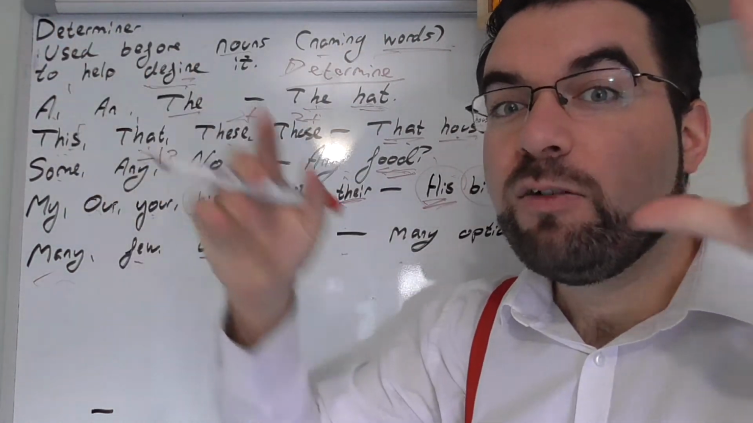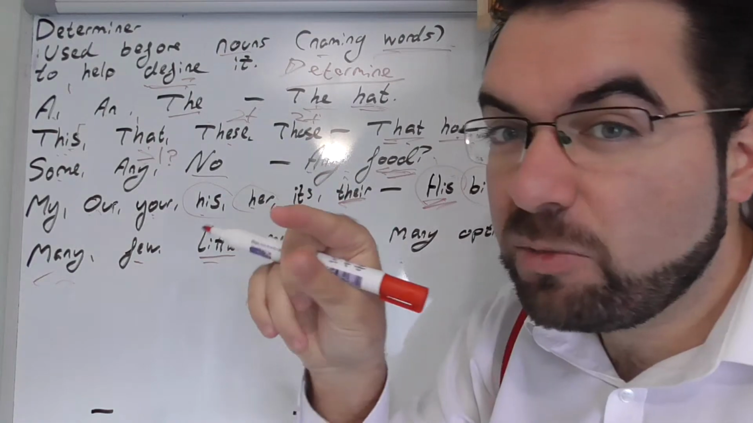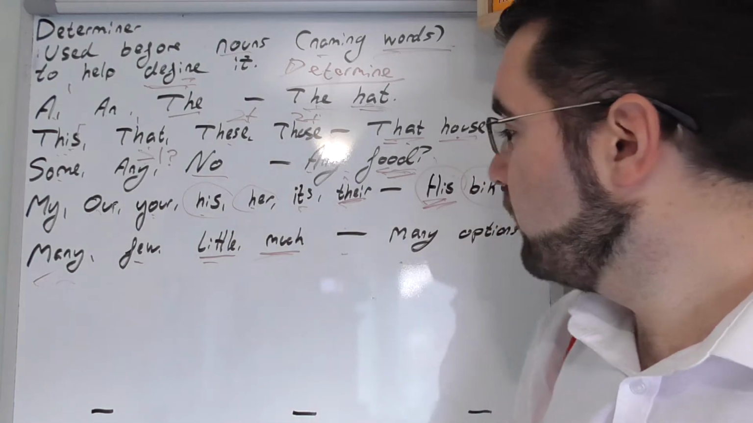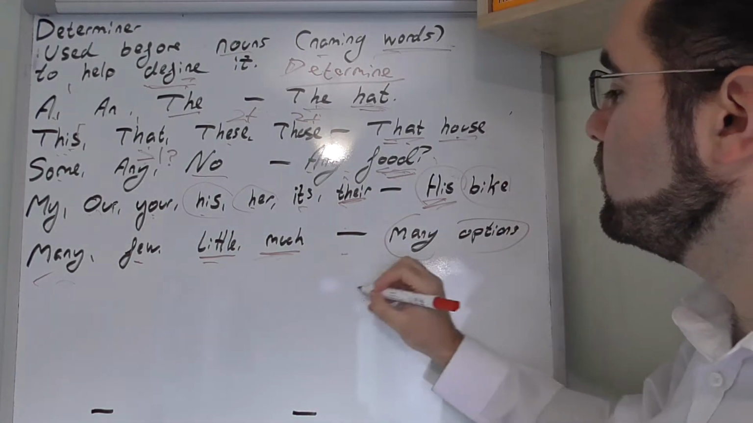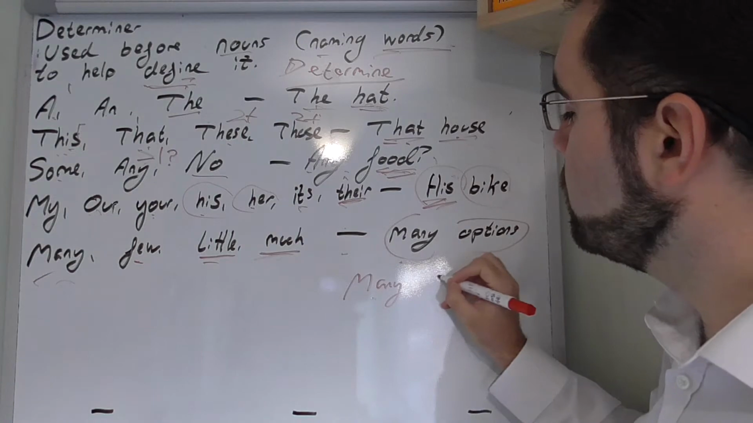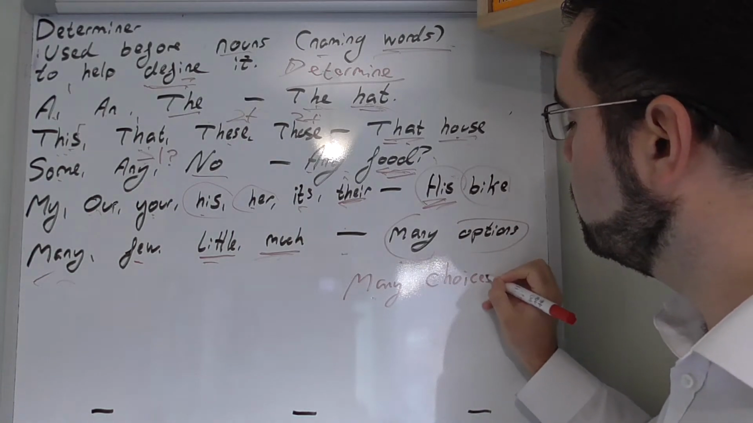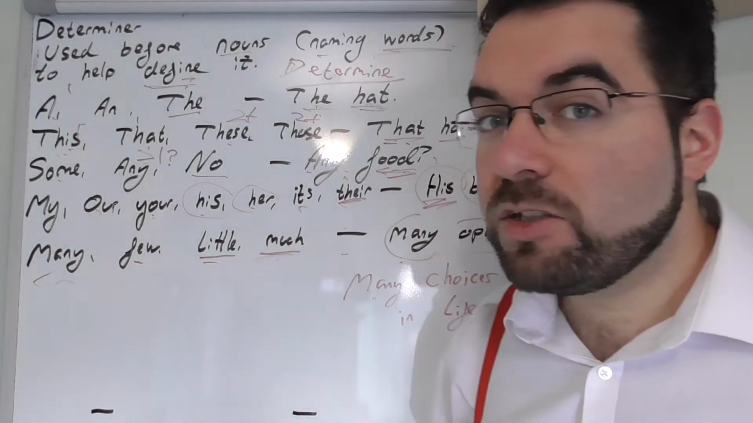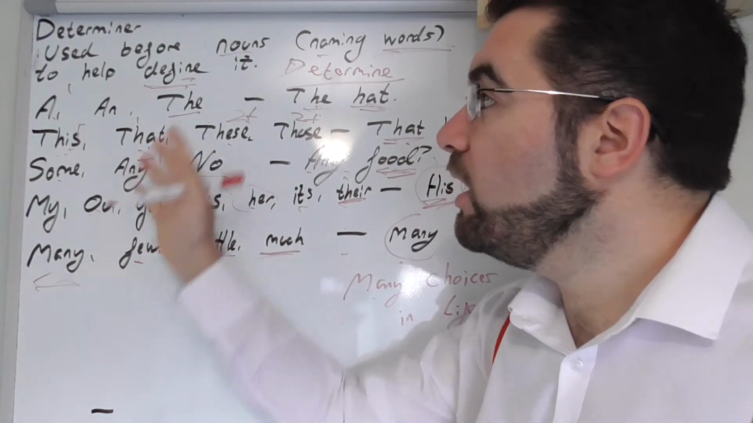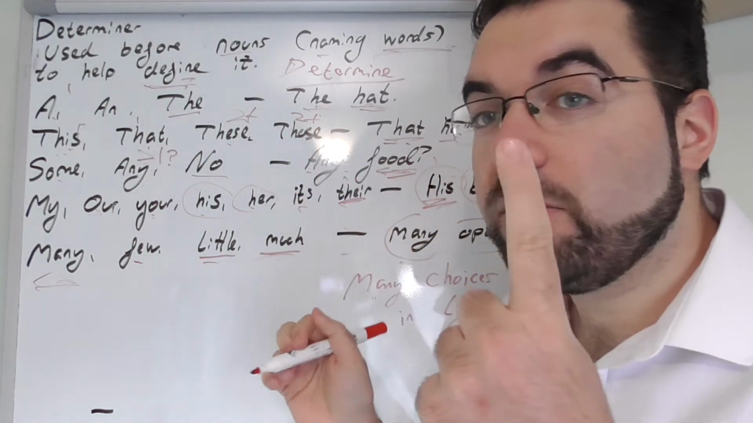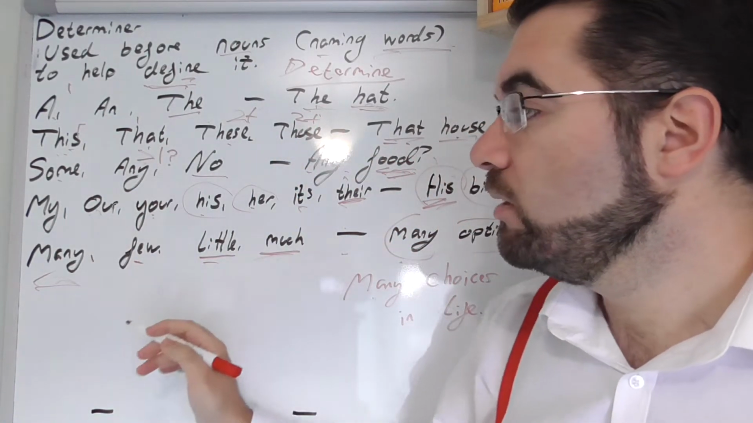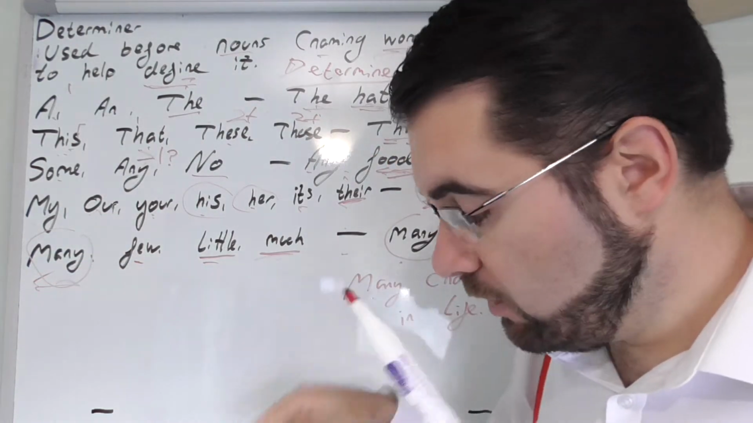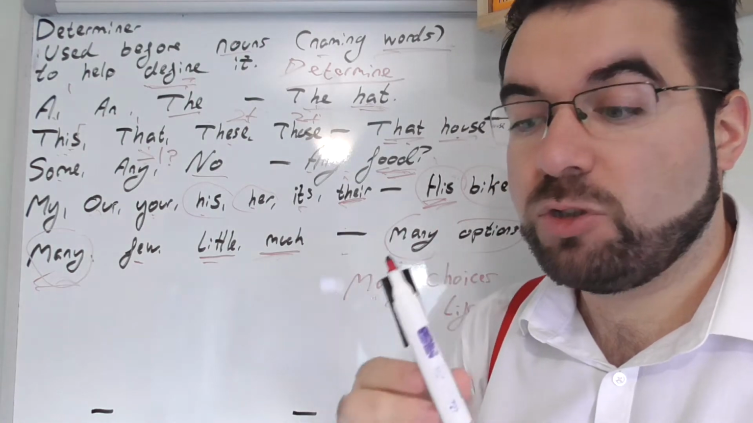Many, few, just a little bit, and much, not much. So we have many options, many choices in life. I don't have many whiteboards, only one. But I could say I have many pens. I got many pens, but here I only have two, so a few.